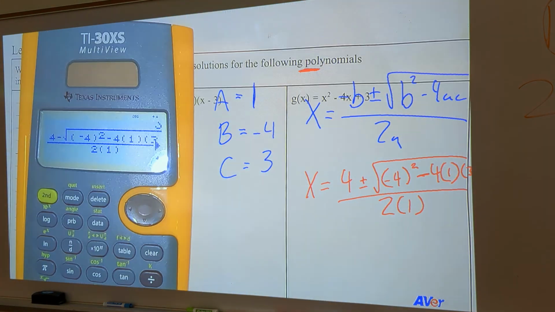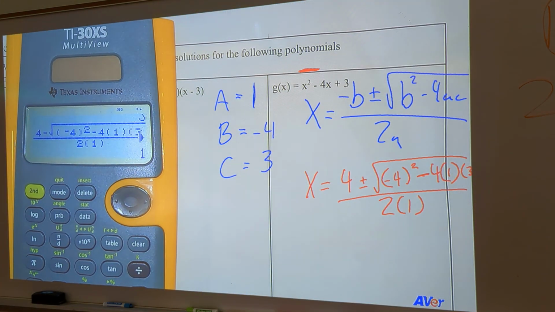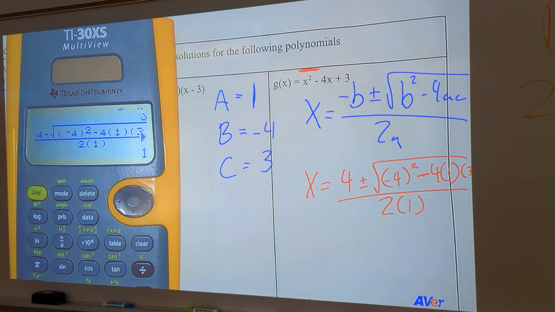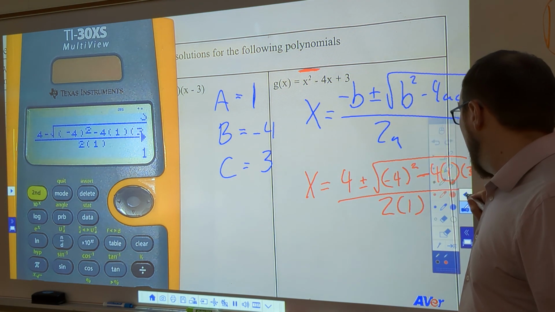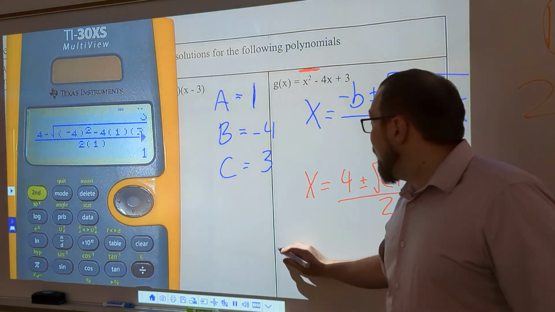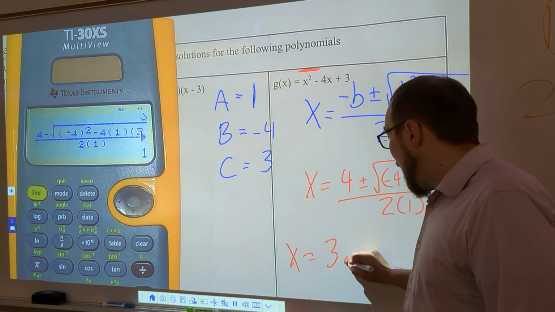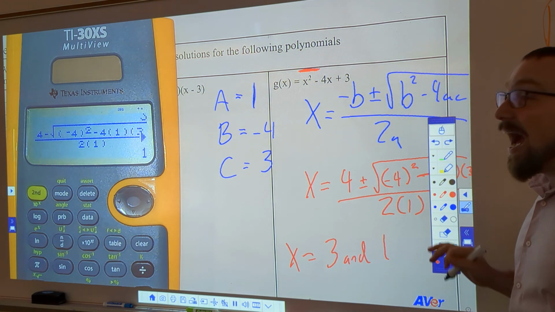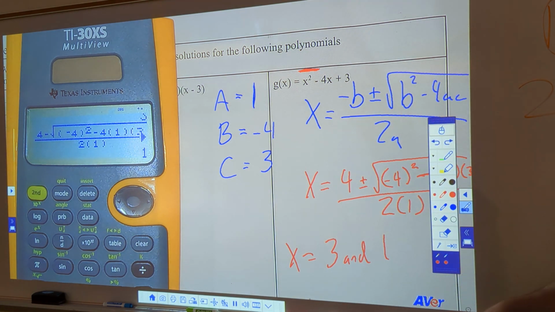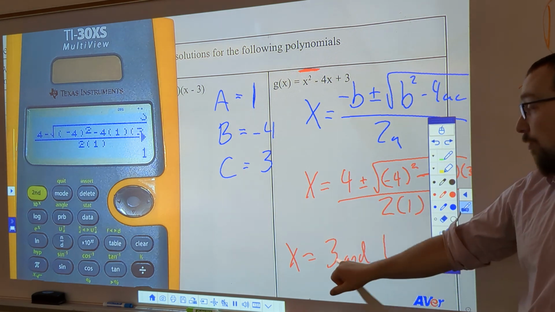So in this example, which we actually found out earlier using the factoring method, we see that x is 3 and 1. I do not care the order that you put these in. You could put 1 and 3 or 3 and 1.